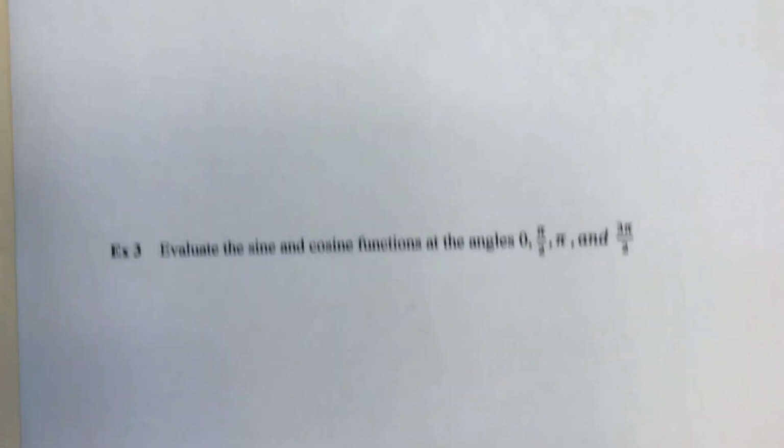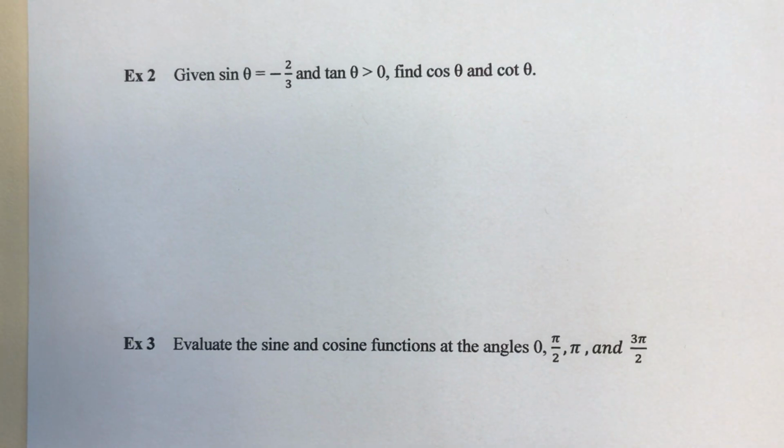Okay, let's try another example. So number 2, given sine is -2/3 and tangent is positive, find cosine of theta and cotangent of theta. Okay, so first I've got to figure out what quadrant we're in. So sine is -2/3 and tangent is positive.